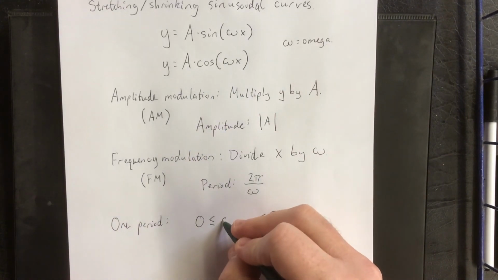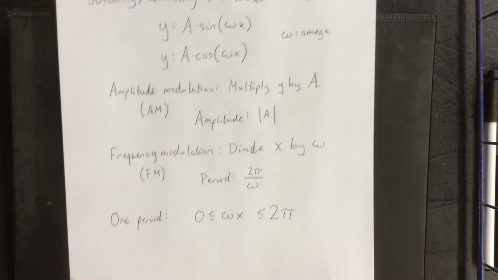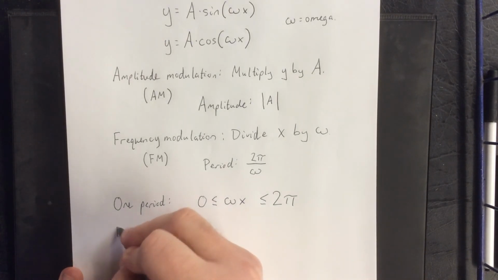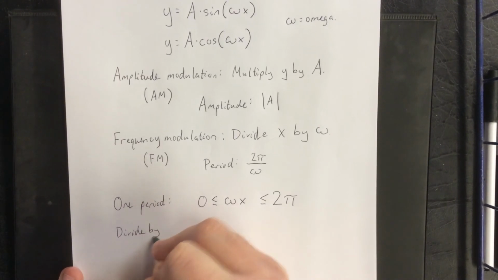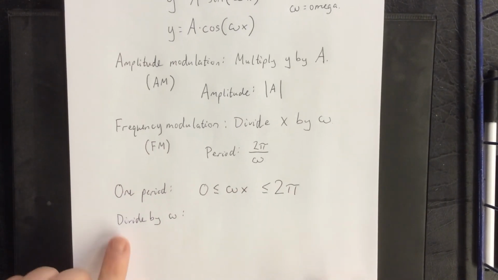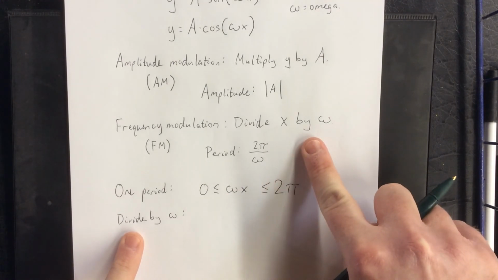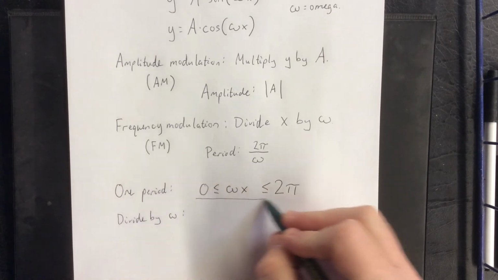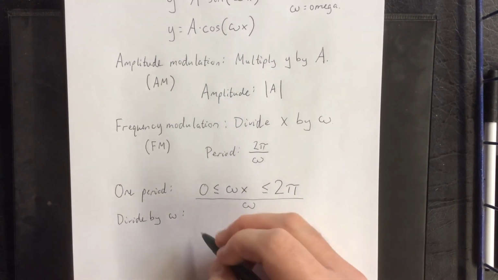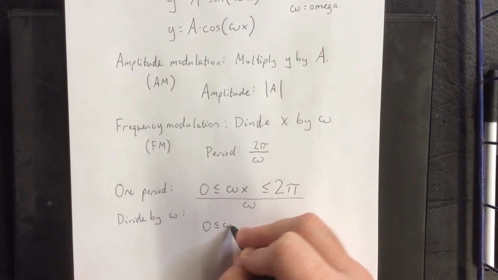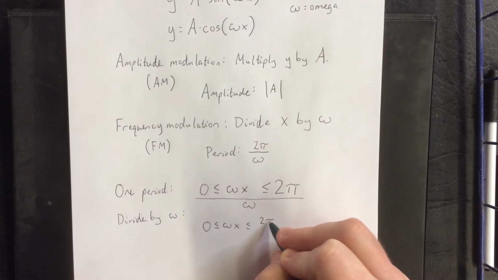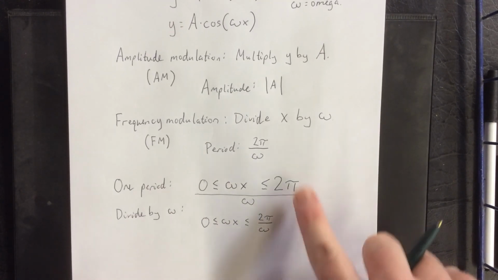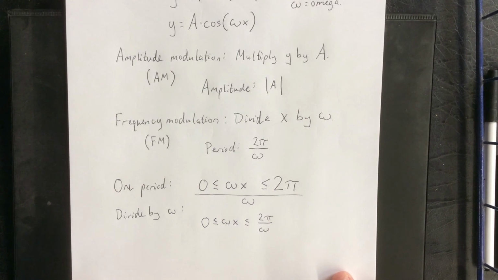So what I would do is have you put omega x inside of here, and then use algebra to solve for x. Whatever algebra you do to solve for x is going to be the same thing as the frequency modulation that you're going to be performing yourself. So 0 divided by omega, omega x divided by omega, and 2 pi divided by omega lets us know that a period will start at 0 and it will end at 2 pi over omega. The idea is this 2 pi over omega will be the same as this 2 pi over omega, and that should work out pretty nicely.